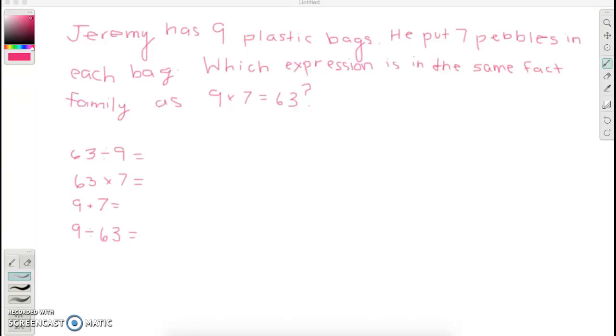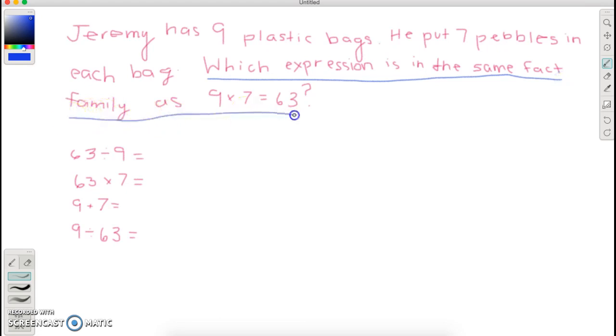So for our second question, we have Jeremy has 9 plastic bags. He puts 7 pebbles in each bag. Which expression is the same fact family as 9 times 7 equals 63? The really important part of this question is which expression is in the same fact family as 9 times 7 equals 63. The rest of it is nice information, but it's not really needed in order to solve this question.